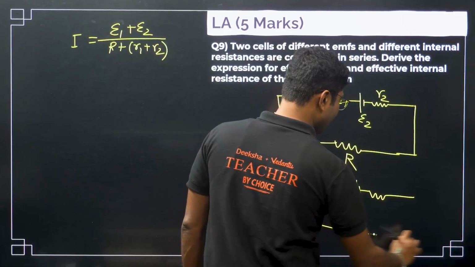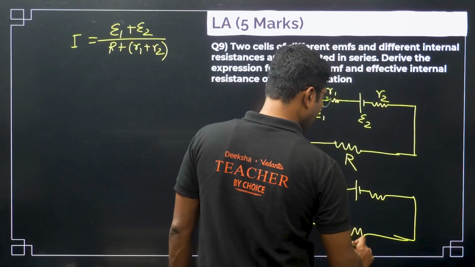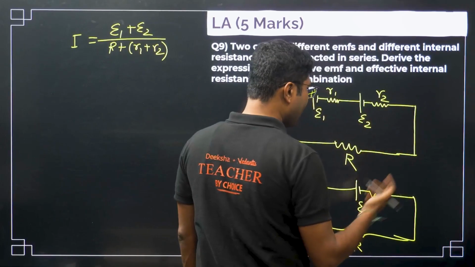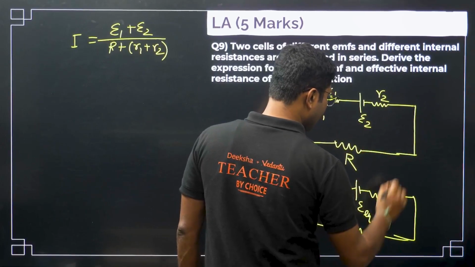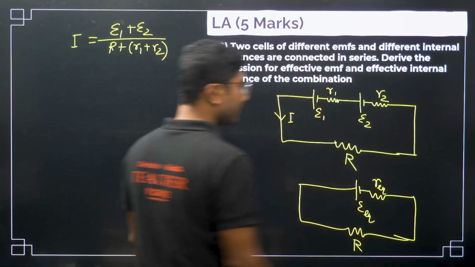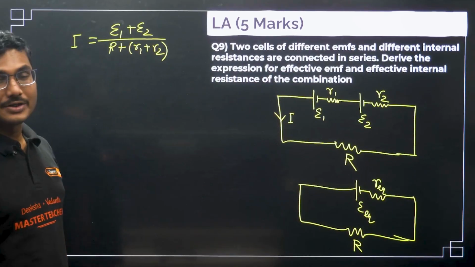If you get the series one, you should consider yourself lucky. In fact, in some colleges I have seen, they give series as a 3 marker question, not as a 5 marker question. So that is also possible. This might come as a 3 marker, not as a 5 marker.